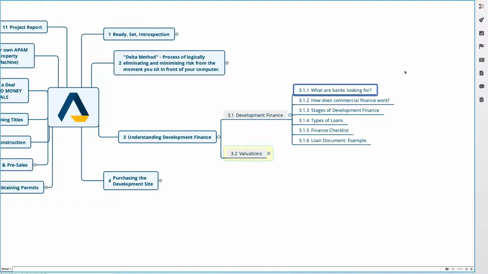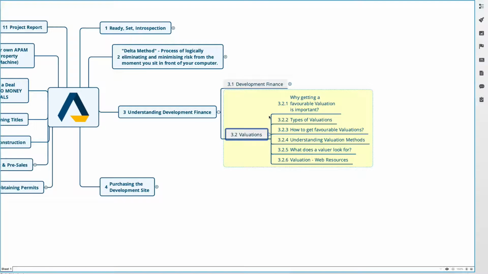There's different stages of development finance, the types of loans, the finance checklist that you would need, and the loan document. There's an example in there included for you to look at. Different valuations, why getting a favorable valuation for your development project is very important, and the different types that are available.